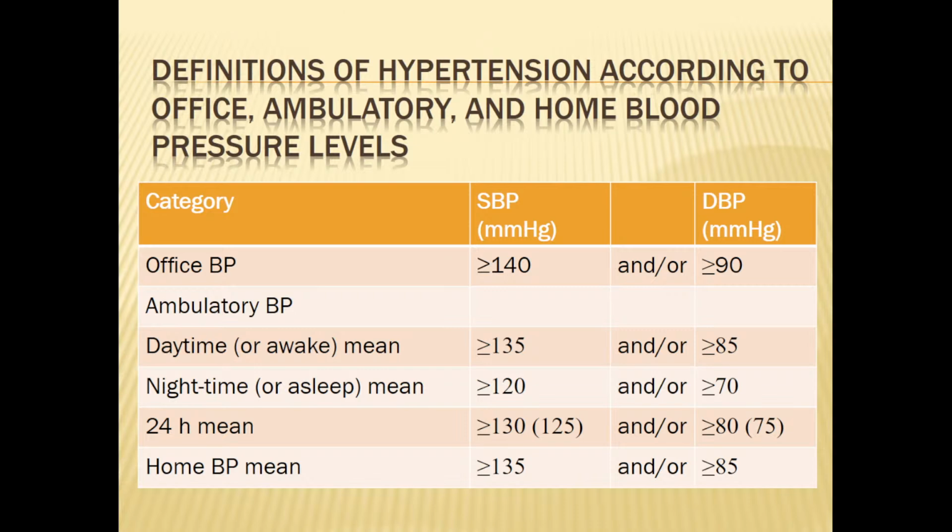Why is 24-hour mean BP lower compared with office BP? Because we include measurements at nighttime, and we already said that at night BP in a healthy person drops. So in a hypertensive person it also has to be lower. That's why the threshold for hypertension in 24-hour monitoring is lower than in office BP measurement.